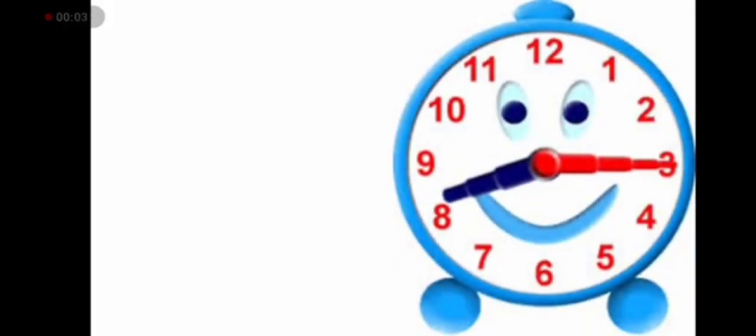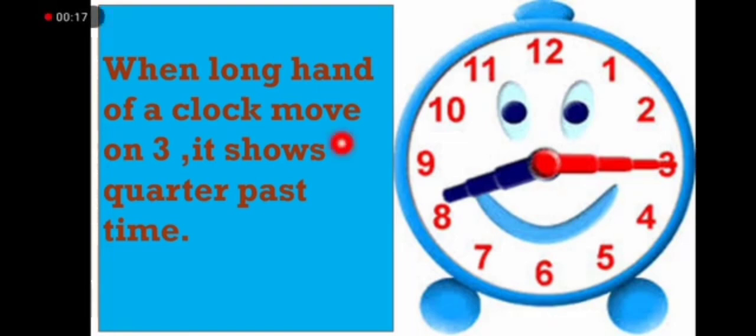In this clock you can see the minute hand is at 3 and the hour hand is near 8. So what time is it? When the long hand of a clock moves on 3, it shows quarter past time. So the time in this clock is quarter past 8 because it is nearest to 8, not 9. It means how many minutes have passed in 8? 15 minutes passed in 8.